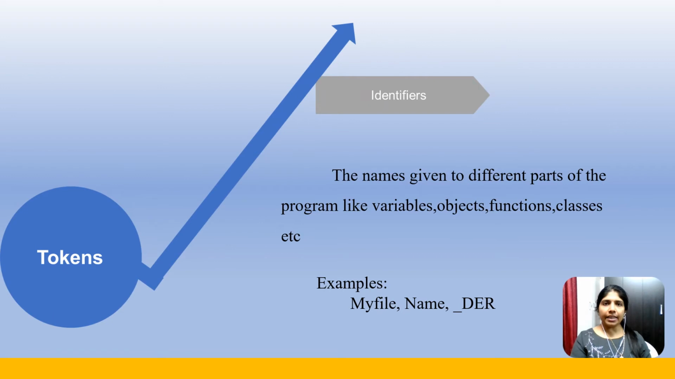Next is identifier. These are the names given by the programmer to different parts of the program, like variables, objects, functions, classes, etc. This solely depends upon the programmer, to give whatever names to these parts of the program. There are some rules for naming an identifier which we will learn later.